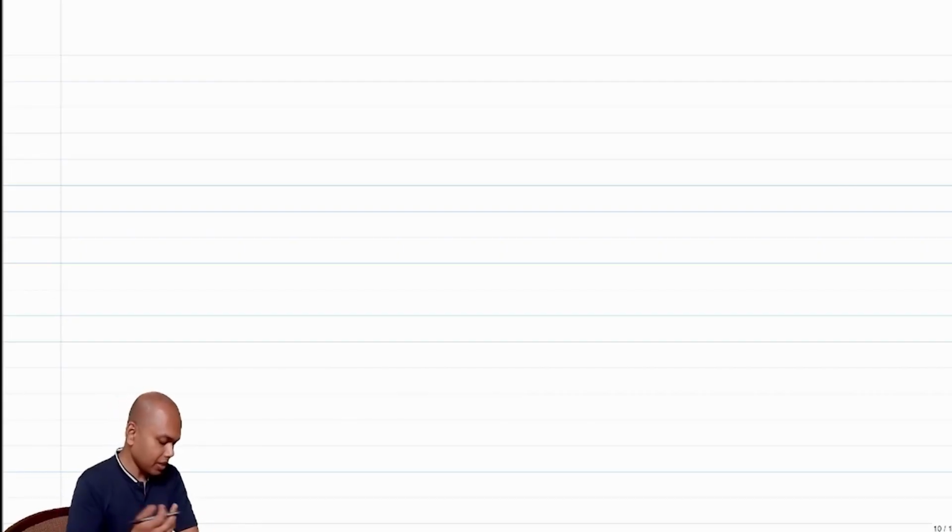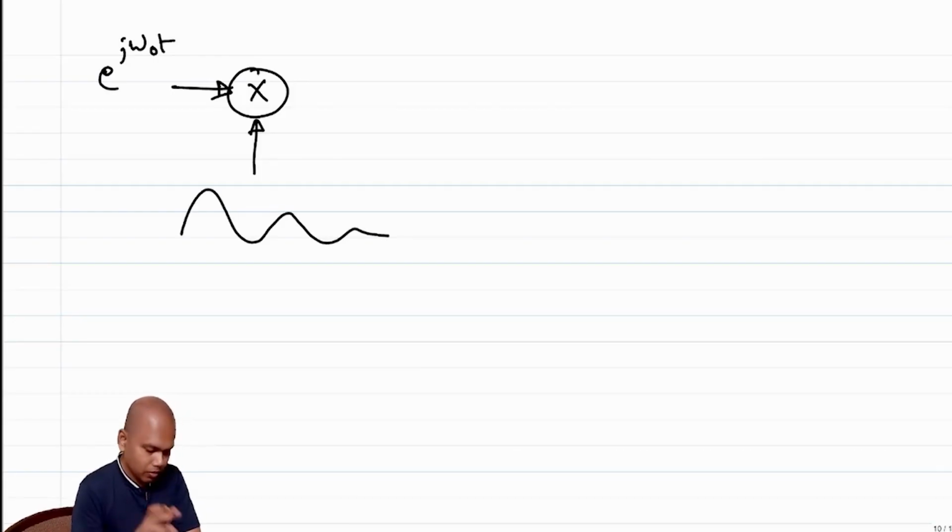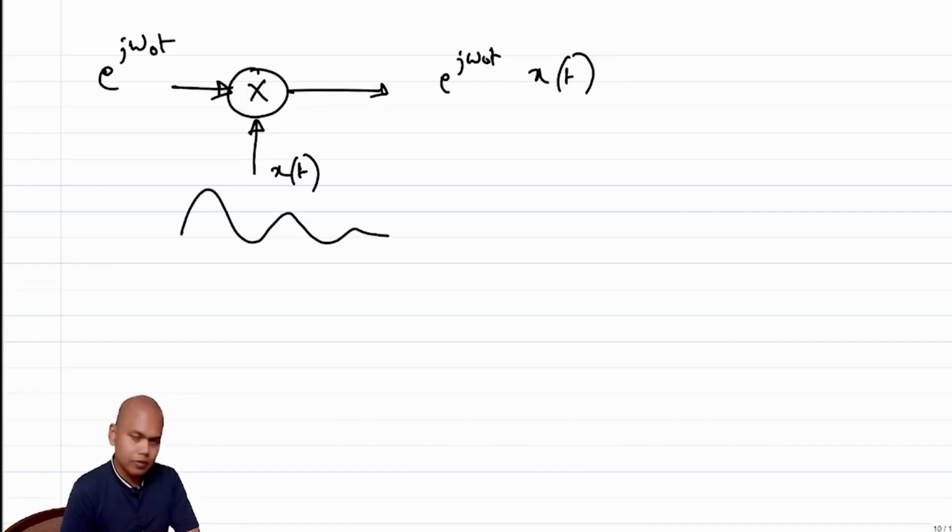But what about if the system is not an LTI system? What is not an LTI system? Let me simply give you an example of a multiplier. So the input, let's say, is e to the power j omega naught t. I have two inputs. One is e to the power j omega naught t, and the other input is some x of t. x of t is time varying. What will be the output? The output will be e to the power j omega naught t times x of t, right? Easy peasy.